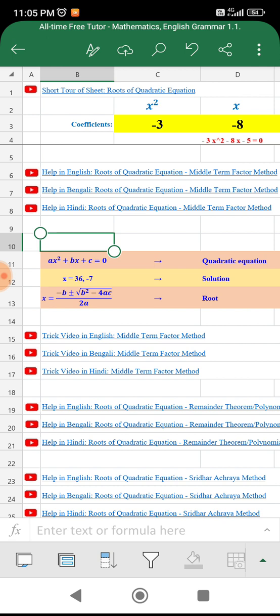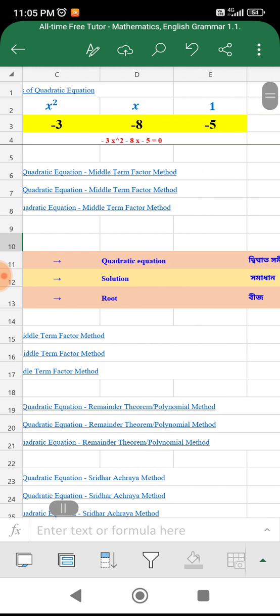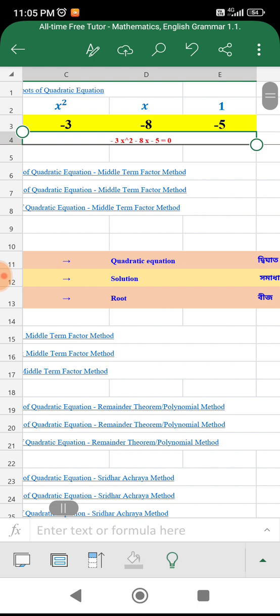We know this. But here in the Excel sheet, we cannot write x square in this way. We have seen in polynomials, we have to write it in the form of a caret. See this: x to the power 2, x square, that means x square minus 8x minus 5.